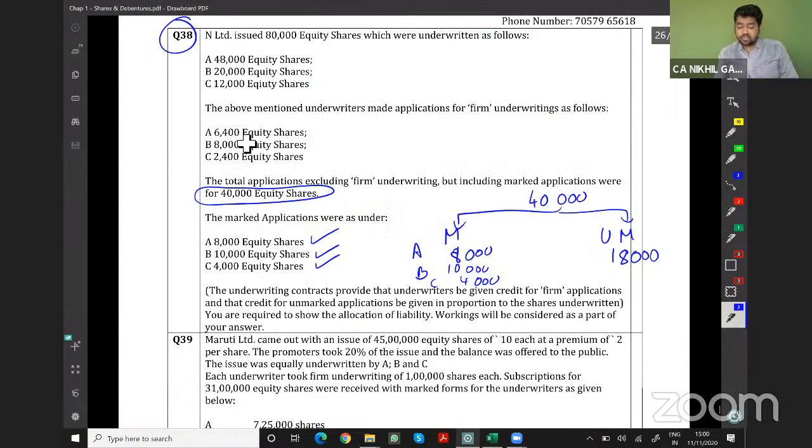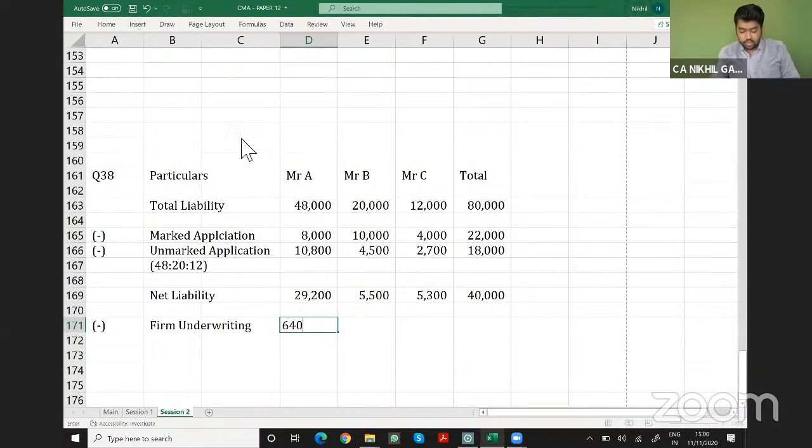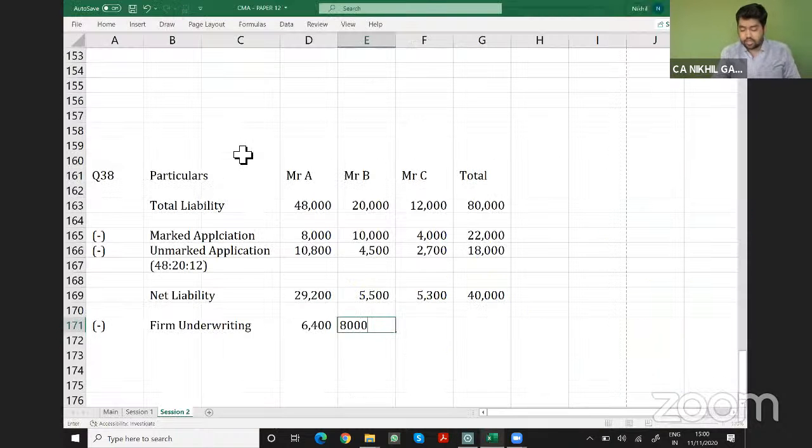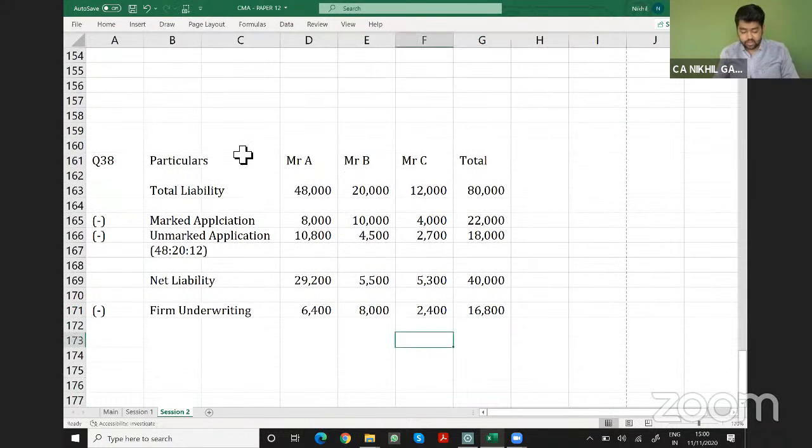So in case of A, it is 6,400. In case of B, it is 8,000 rupees. And in case of C, it is 2,400. So this is the minimum number of shares which will be bought by ABC, the total of which is 16,800. So the net liability will be 29,200 minus 2,400, which comes to 22,800, and B is negative 2,500.